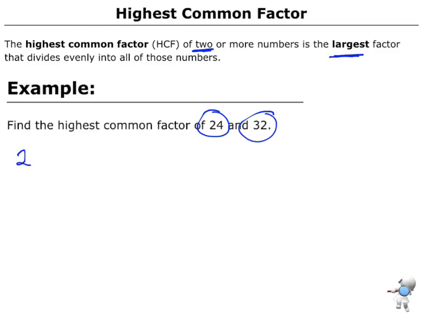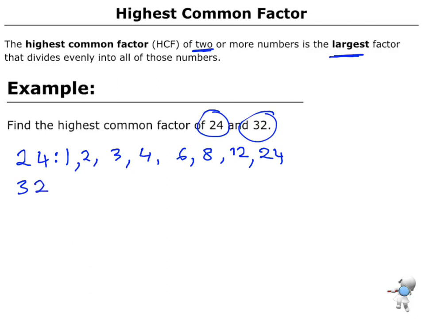So I'm going to start with the number 24 and I'm going to list all the factors of 24. So I could do 1 times 24. I could do 2 times 12 is 24. I could do 3 times 8 is 24. Or I could do 4 times 6 is 24. So those are all my factors.